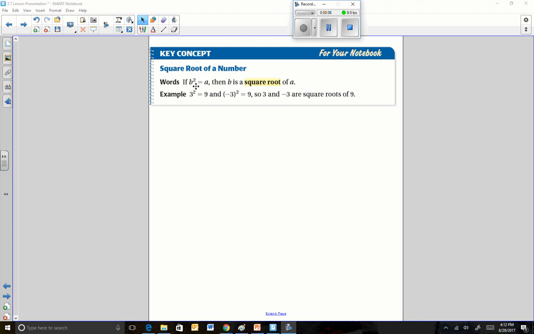Square root. Here we go. We have b squared equals a. b is the square root of a. Let's take a look at what it actually looks like for an example.